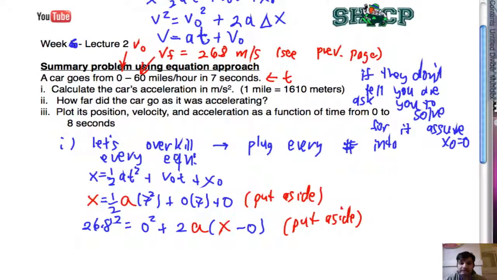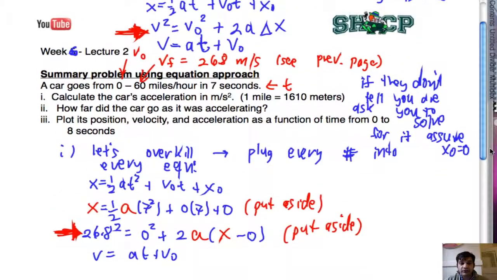So now let's use our last equation. So we have v equals at plus v naught. So what I did here is, sorry, I should have been a little bit more clear. What I was using was I was taking this equation here and putting in the numbers right here. So sorry I didn't write that down.